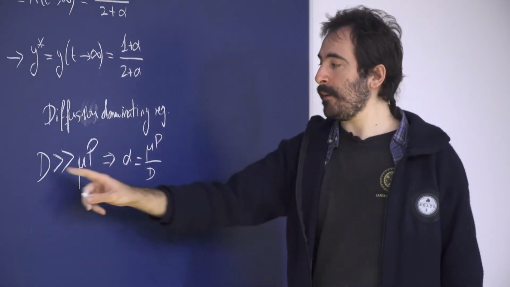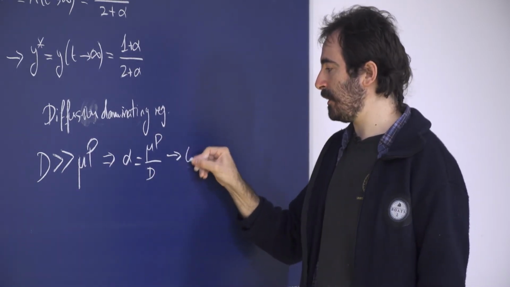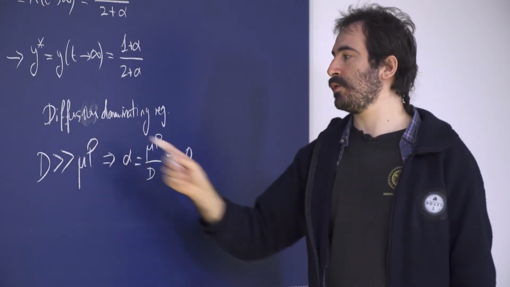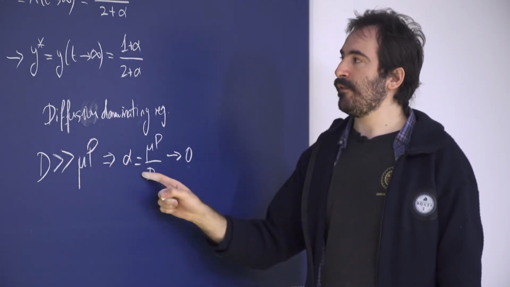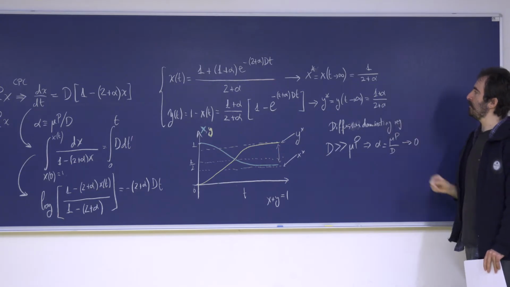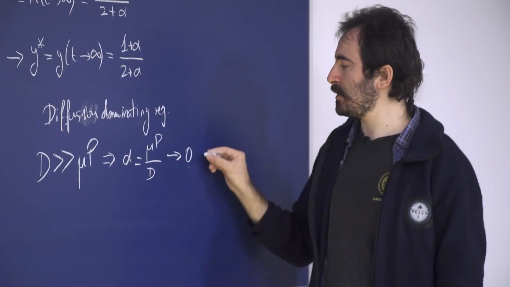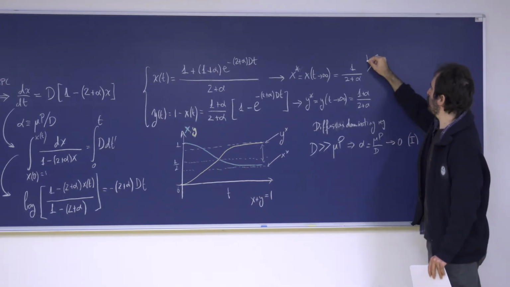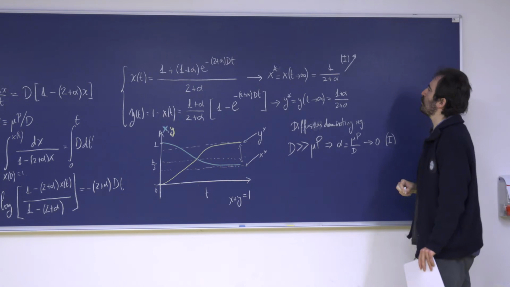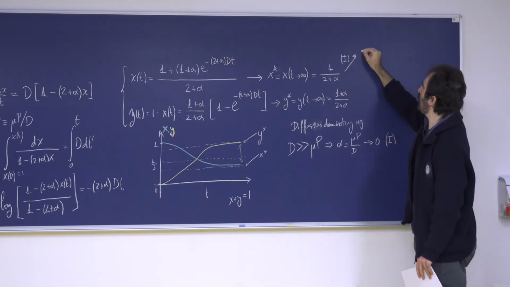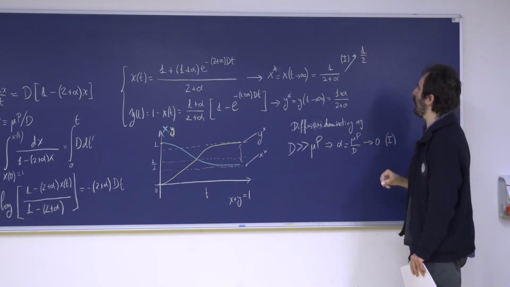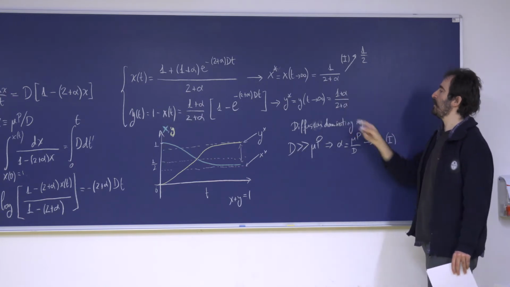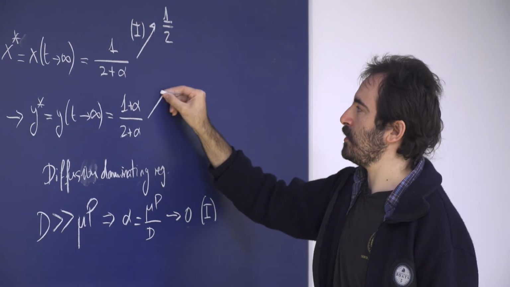Which means that if I am under this consideration, I shall take this limit, where alpha basically goes to 0. This is what corresponds to the diffusion-dominated regime. If I take these solutions and consider this, and I'm going to call this I for the first regime, when alpha is 0, all I get here is that this tends to 1/2. And similarly here, for 1 plus 0 divided by 2 plus 0, this is again just 1/2.